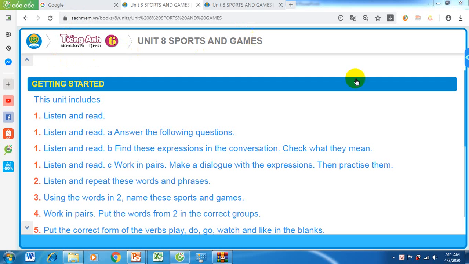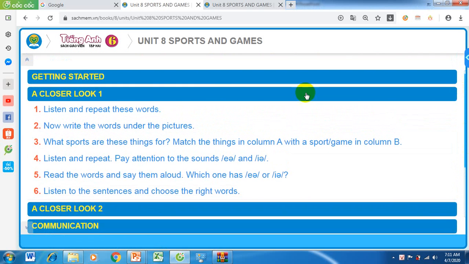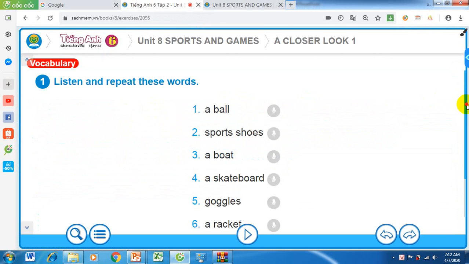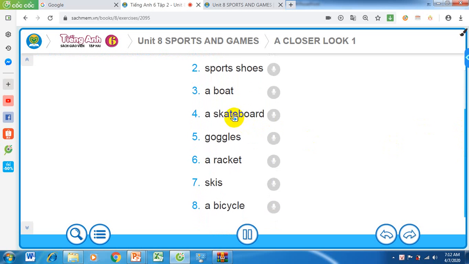Okay, we move on to Close Look 1. First, listen and repeat these words. A ball. Okay, a ball, right? Sports shoes. A boat. A skateboard. Goggles. A racket. Skis. A bicycle. Okay.